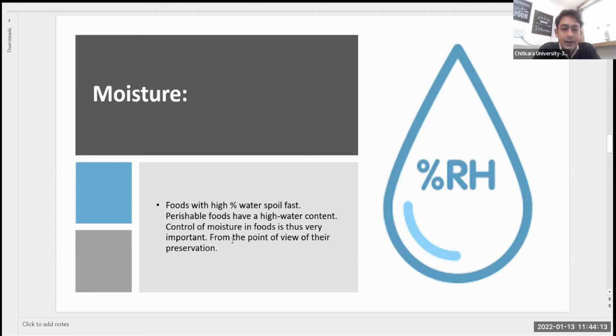Similarly, the grains that we store at home, if the moisture is not controlled, will allow development of various microorganisms in the food product. So control of moisture in food is very important from the point of view of preservation. Moisture is directly related to preservation of food.